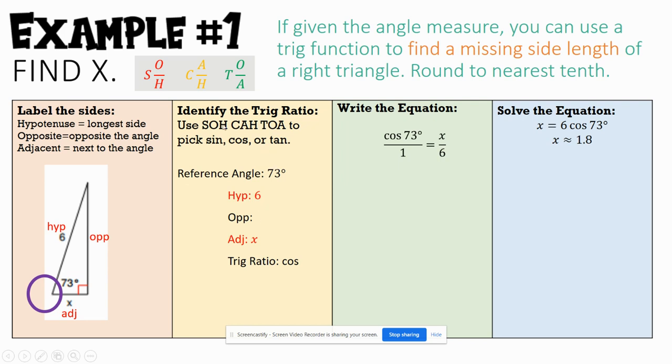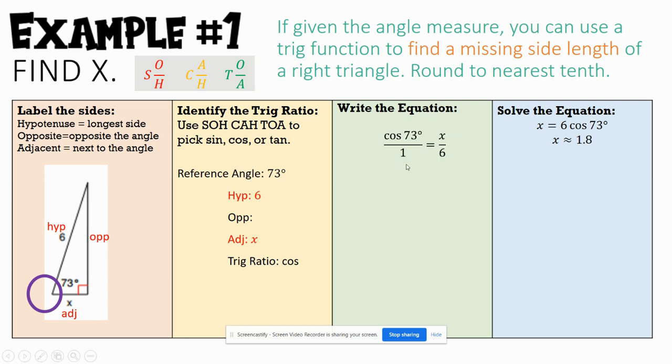That's how you figure out whether you're using sine, cosine, or tangent. And then whatever trig ratio you are using, so for this, we had cosine of 73 degrees, then you set it equal to that ratio setup. Cosine is always the adjacent side over the hypotenuse. The rest is algebra, solving this equation.